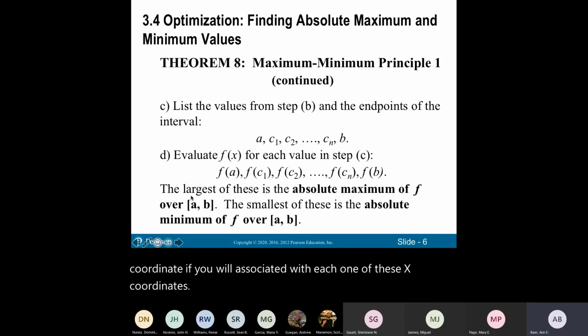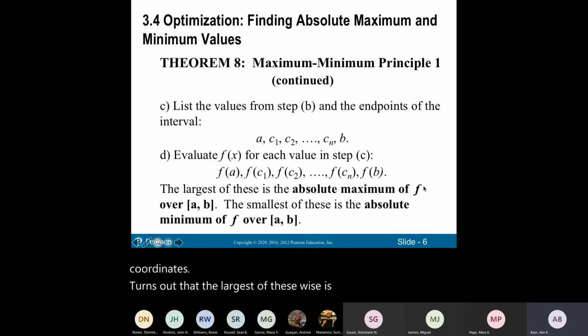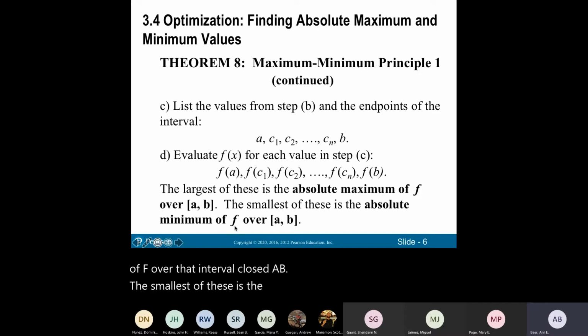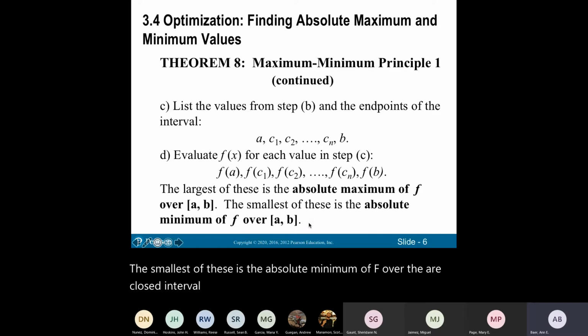Turns out that the largest of these Y's is the absolute maximum of F over that closed interval AB. The smallest of these is the absolute minimum of F over our closed interval AB. So that's really the process.